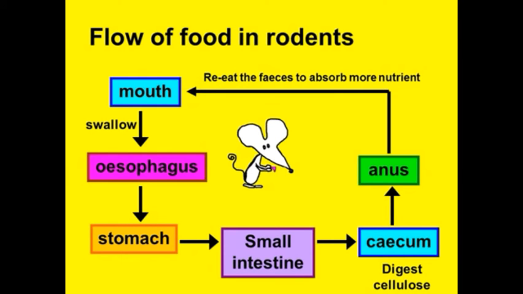So as we can see here, the food will start to be eaten and ground by the teeth in the mouth, and then swallowed into the esophagus, stomach, small intestine, and then it goes through the cecum where the cellulose is digested by the bacteria. And then the first fecal pellets will be excreted through the anus, and then the rodent eats the feces to absorb more nutrients, and it goes through the alimentary tract again, and finally the second fecal pellet is excreted. Okay, that is all.